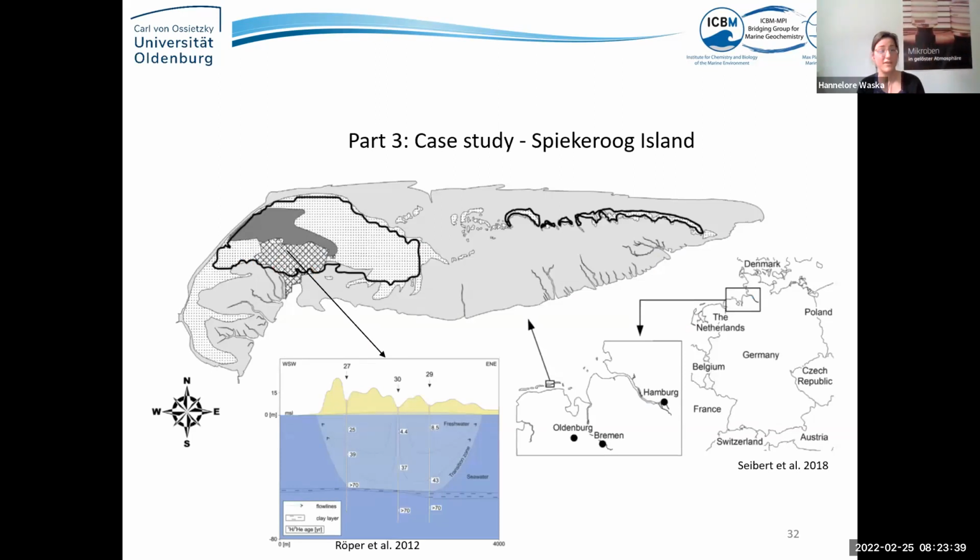And so do we see that in nature as well? That's the question. And here is part 3, the case study on Spiekeroog Island. This is the island where we did all our research in the past 10 years and beyond.